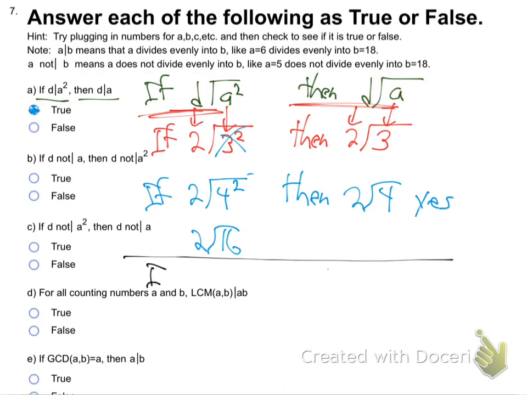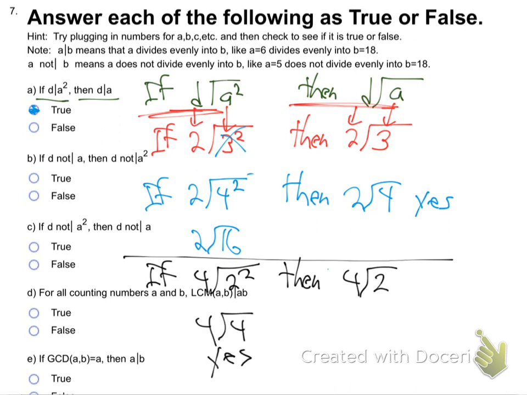That's a tricky one. If 4 goes into 2 squared, then 4 will go into 2. Now, does 4 go into 2 squared? Yeah, 2 squared is 4. 4 goes into 4. Yes, that's true. Then 4 will go evenly into 2. No, 4 does not go evenly into 2. Ah, there it is. There's a counterexample. If you let the B be 4 and the A be 2, it is false.